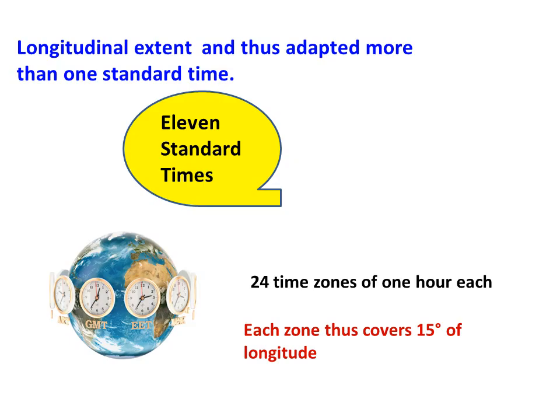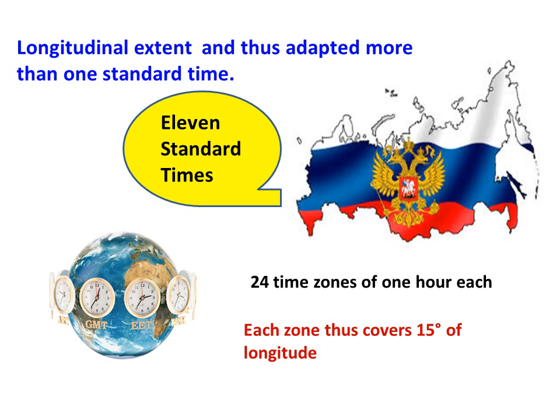Some countries are so large that they have a great longitudinal extent and thus have adopted more than one standard time. For example, in Russia, there are as many as 11 standard times. The earth has been divided into 24 time zones of 1 hour each. As per the previous calculation, each zone covers 15° of longitude.